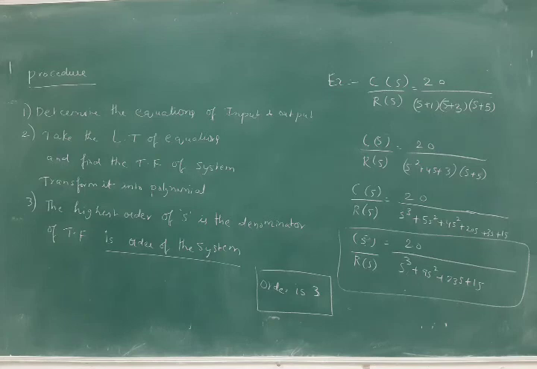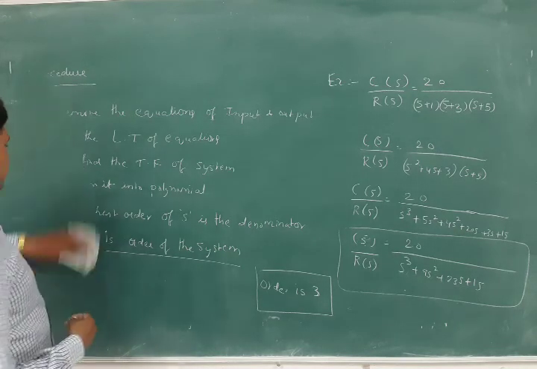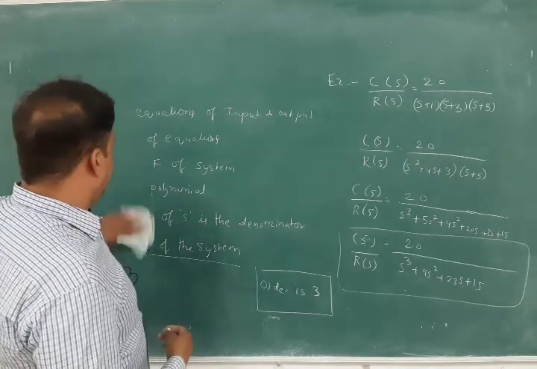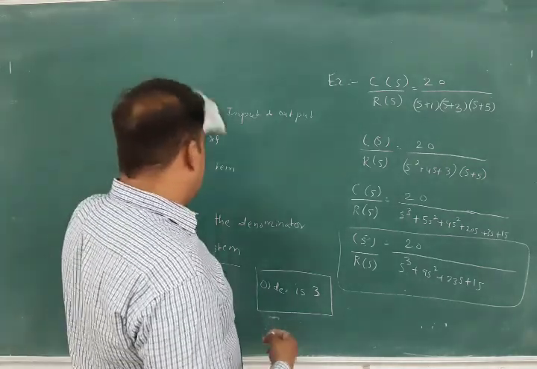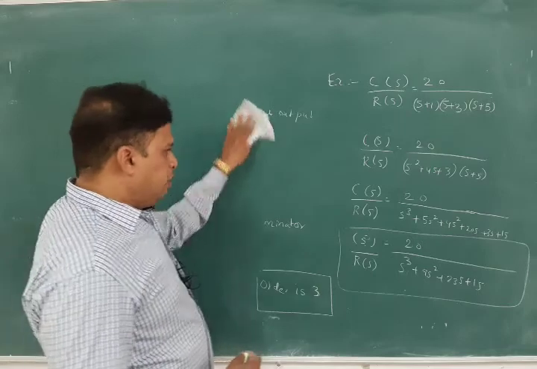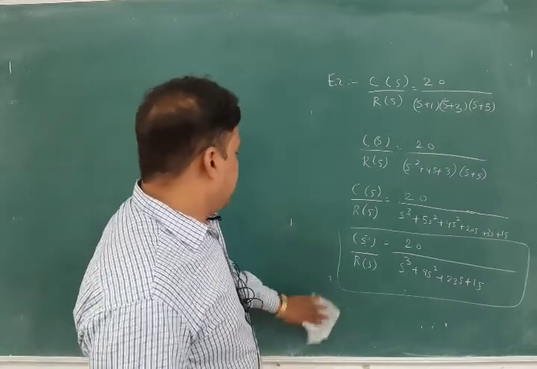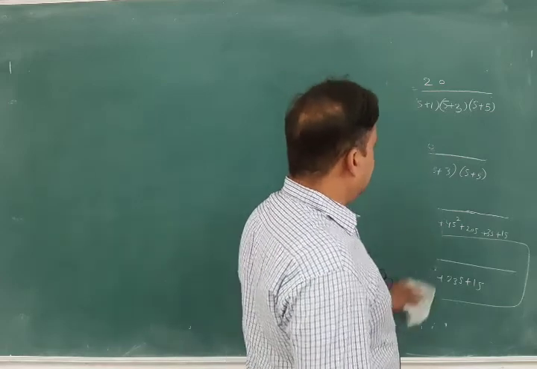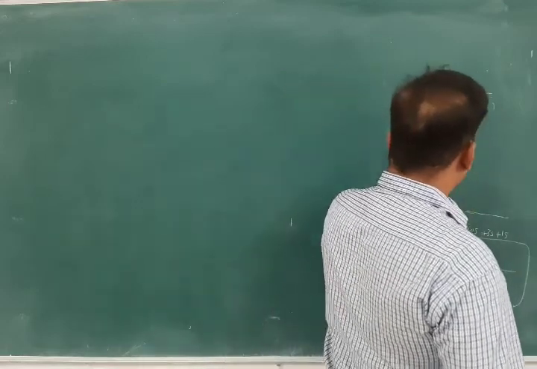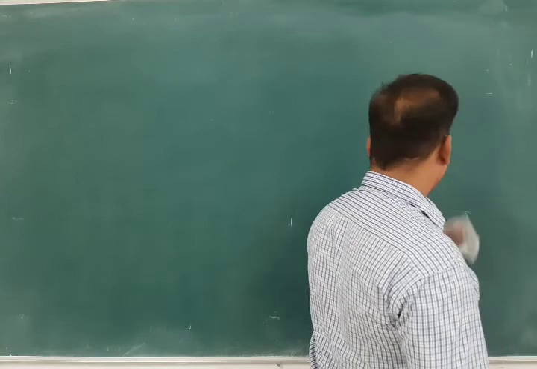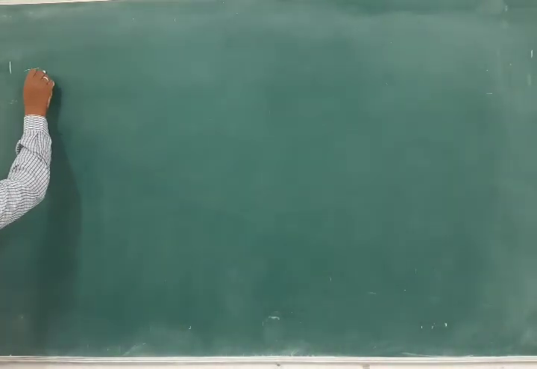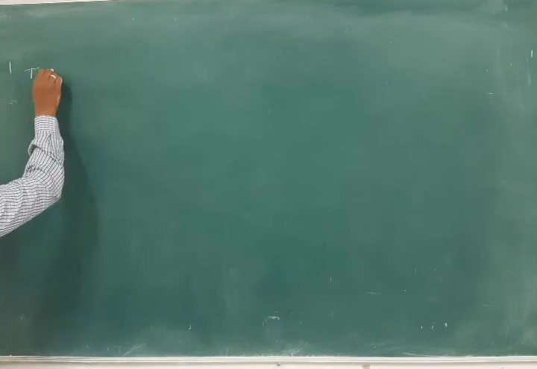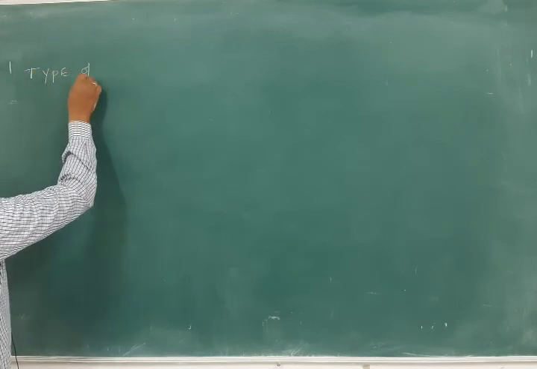So how do you find the type of this system? This order you can find out. Now what is the type? How do you write the type of the system? Type is also easy to find, like what you did for the order. The same way you can find the type of the system also. So we will write: type of system.